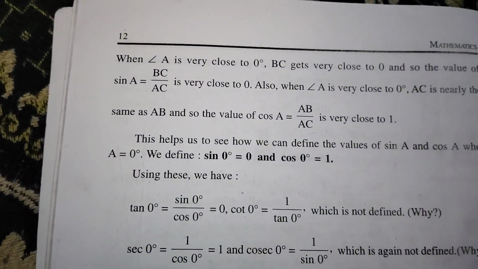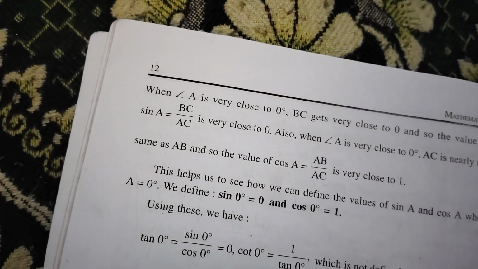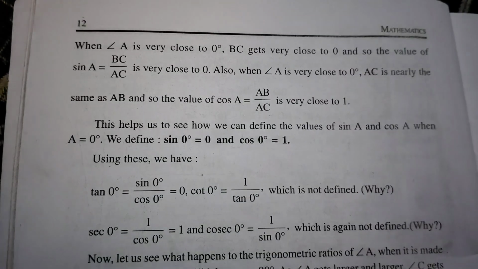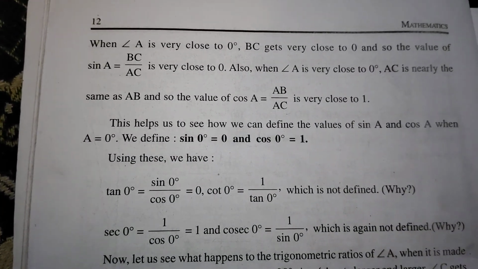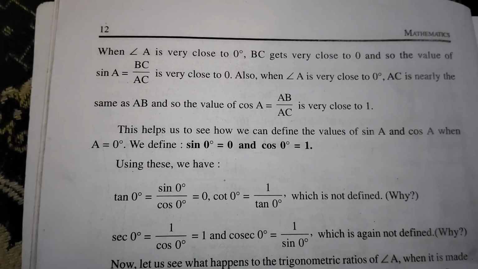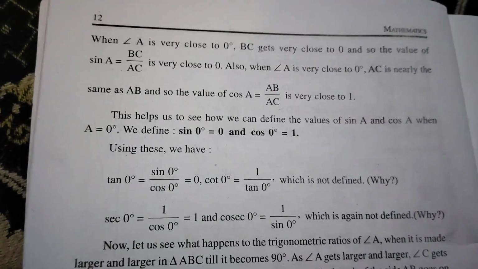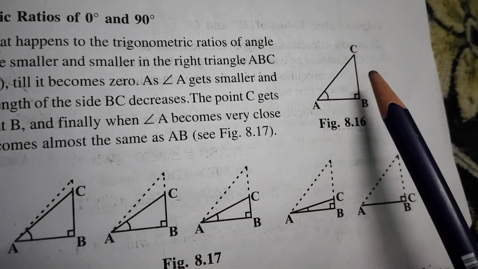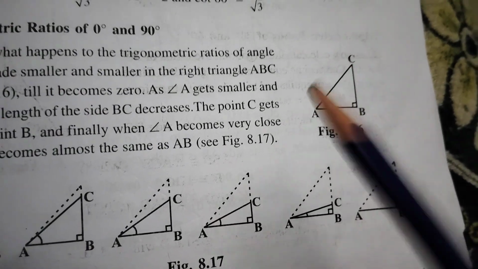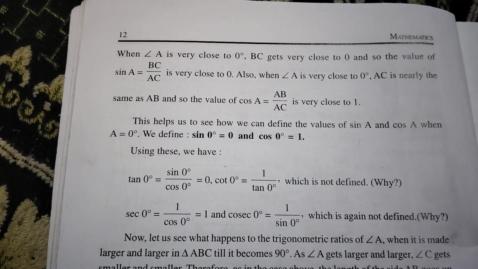When angle A is very close to 0 degree, BC gets very close to 0, and so the value of sin A, which is equal to BC divided by AC, the hypotenuse, is very close to 0.